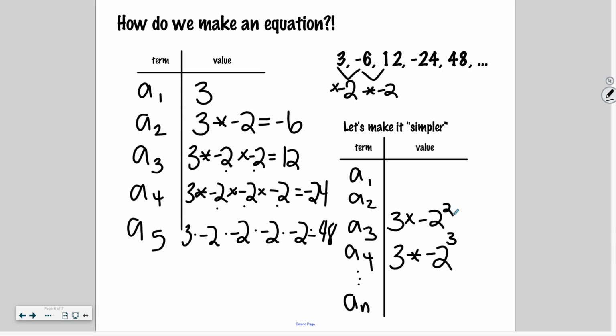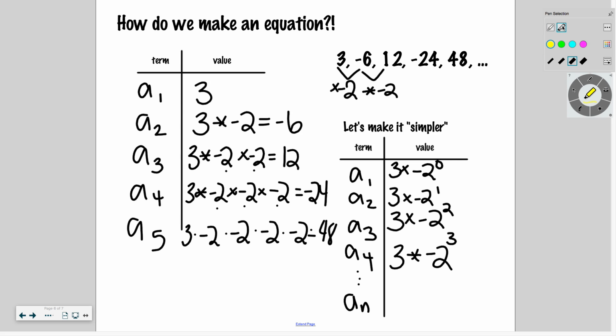2 times. Here, I've got negative 2 one time. And here, I've got negative 2 zero times. So, just like before, to figure out what that power number is, we need to compare that back to our term number. So I'm trying to compare this 4 and 3, 3 and 2, 2 and 1, 1 and 0.